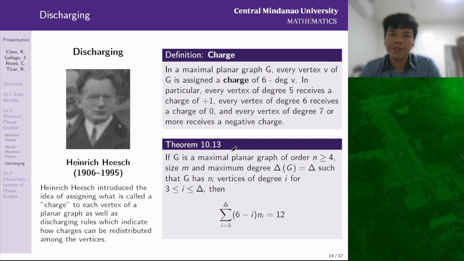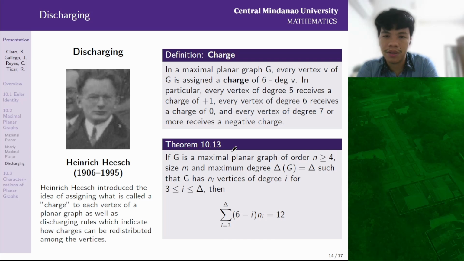Now let's head on over to the concept of discharging, which was coined and introduced by Heinrich Heesch. The idea is assigning what is called a charge to each vertex of a planar graph, as well as discharging rules, which indicate how charges can be redistributed among the vertices. Let's now have a definition for the charge. It states here that in a maximal planar graph G, each of these vertices would initially have a charge of positive 6 and would gradually decrease depending kung pila ka buok ang degrees nila.